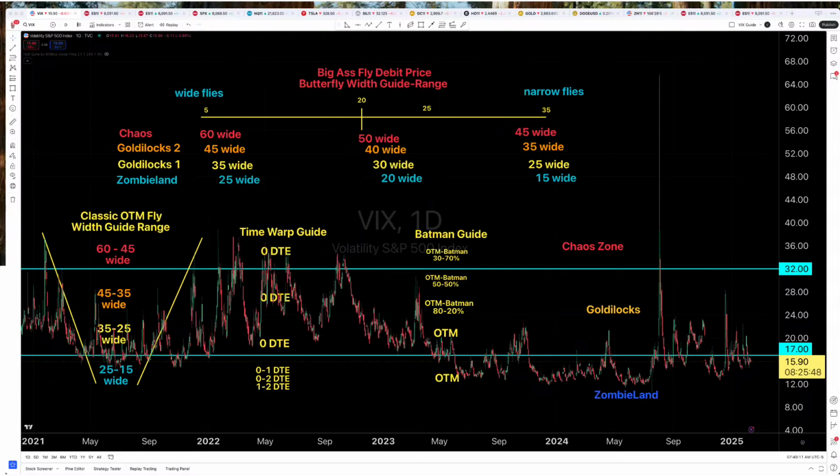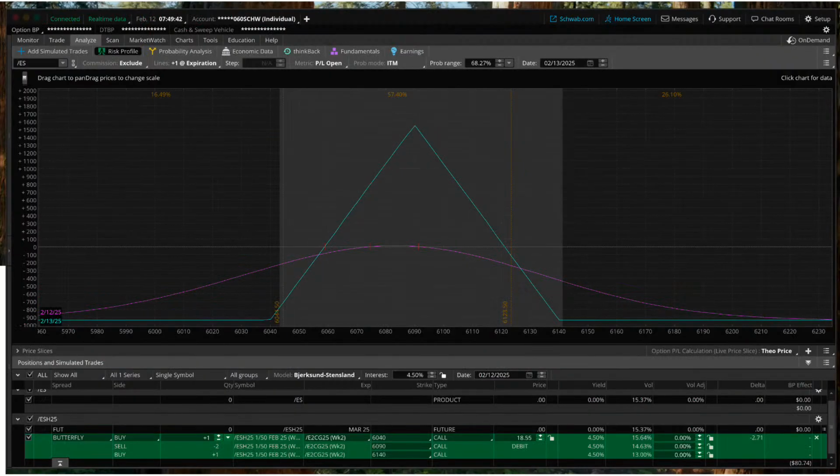All right, so first we're looking at the VIX and where we are. It's surprising that we're just sitting at 15.9 on the VIX, considering it's a CPI day plus a Powell day. But that's what we have. And so we are still in that 15 to 25 wide zone. We'll take a look at our big-ass fly and see where that's situated. Let's see. We need to go to Thinkorswim. There it is.